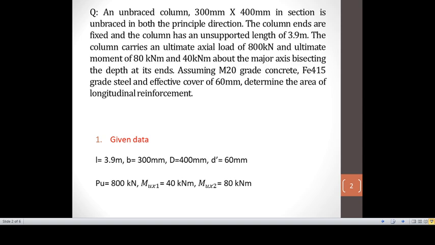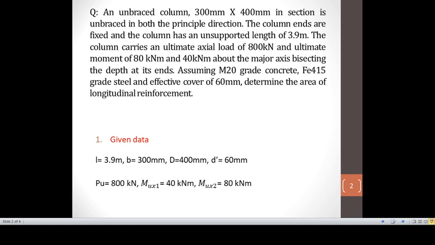So the materials are M20 grade concrete and Fe415 grade steel, and the effective cover is 60 mm. That is, D dash is taken as 60 mm, and it is asked to calculate the area of steel, the area of longitudinal reinforcement for this particular case.